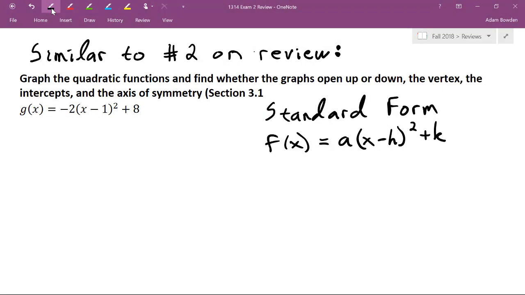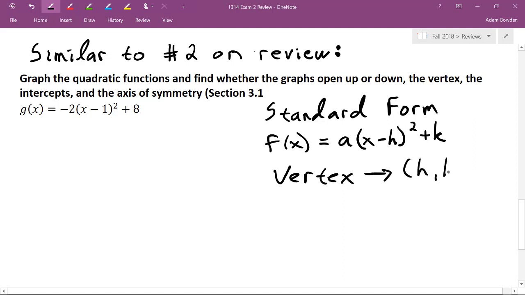On number 2, similar to the review, this is a question where we're graphing the quadratic function to find whether the graph opens up or down, the vertex, the intercepts, and the axis of symmetry. And this one is in what they call standard form, which has a, h, and k. So the h and k actually tell you the location of the vertex, located at the point (h, k). So we're going to use that to help us find it here in this instance.